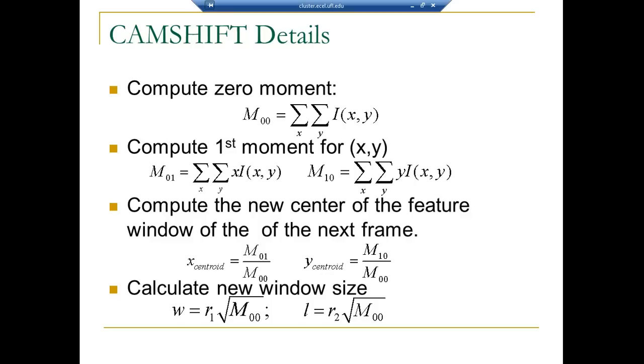In order to do this, the zero moment is calculated by summing the XY coordinates of the intensity. Then the first moment is computed by multiplying the X and Y components of the image intensity. Then they're normalized to give a centroid, and the window size is just the square root of the zero moment multiplied by a ratio which was experimentally obtained.